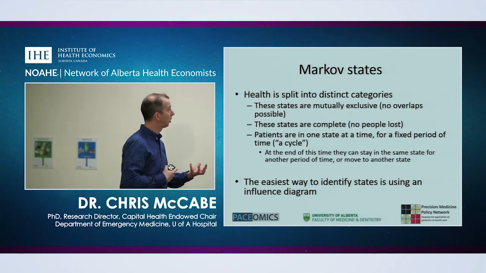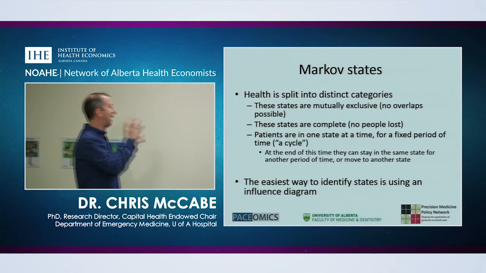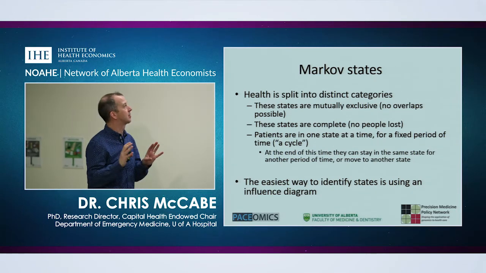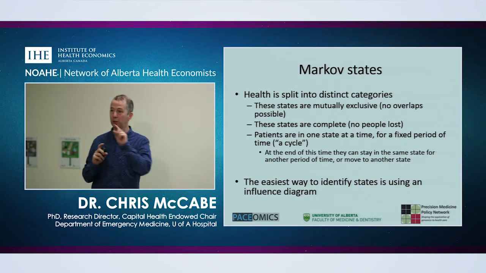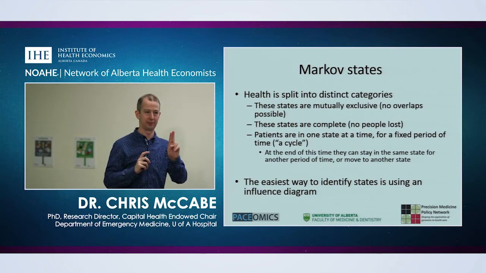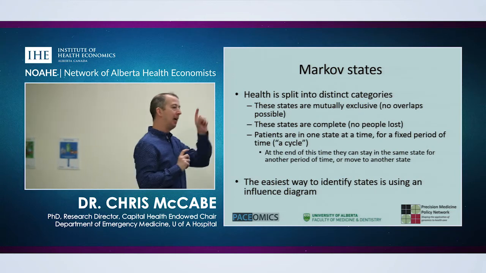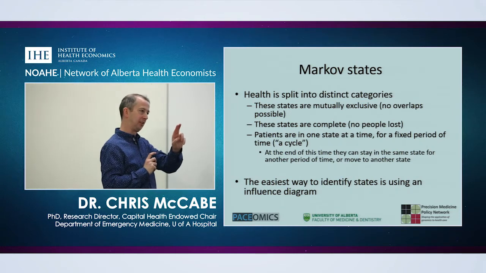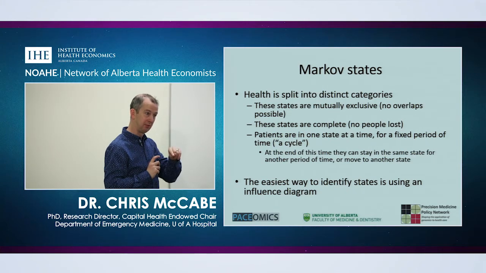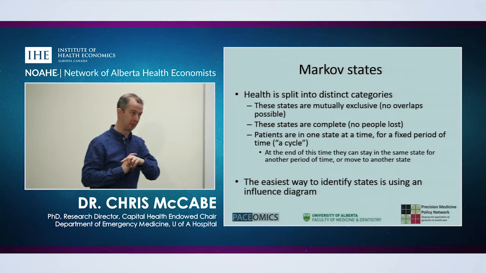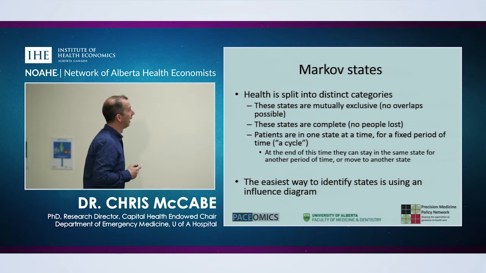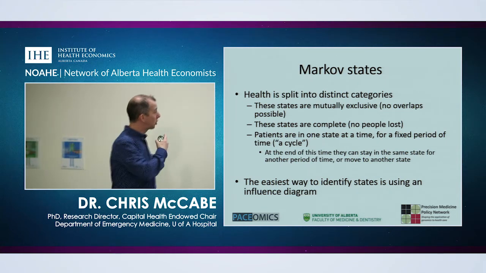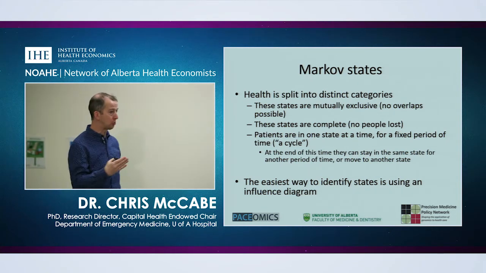So Markov models, we define health in distinct states. They are mutually exclusive, so you can only be in one state at once, okay? You can't be healthy and sick. You can't be dead and sick. You're just healthy, sick, or dead, one or the other. And this covers everybody. We don't lose people.